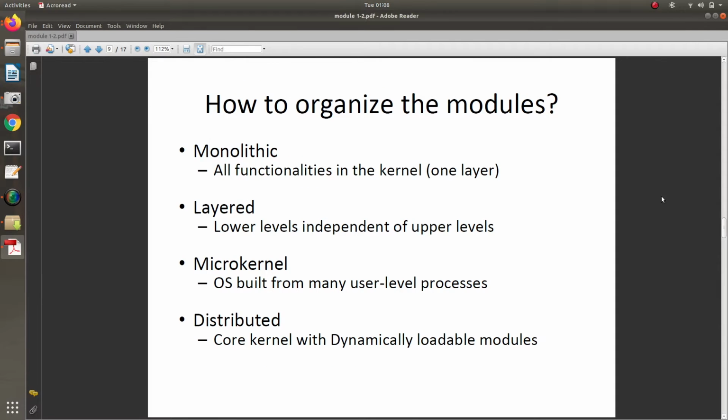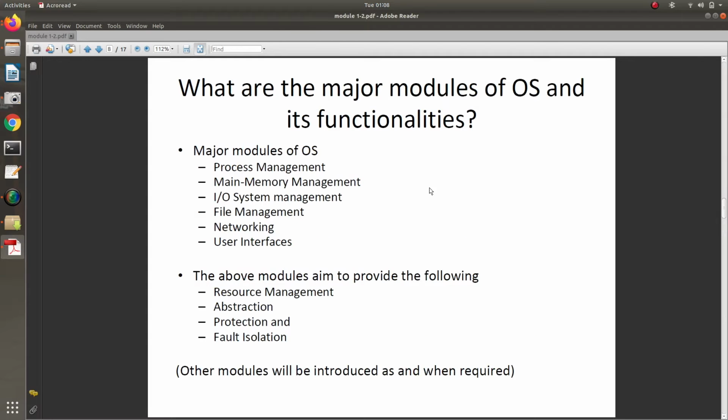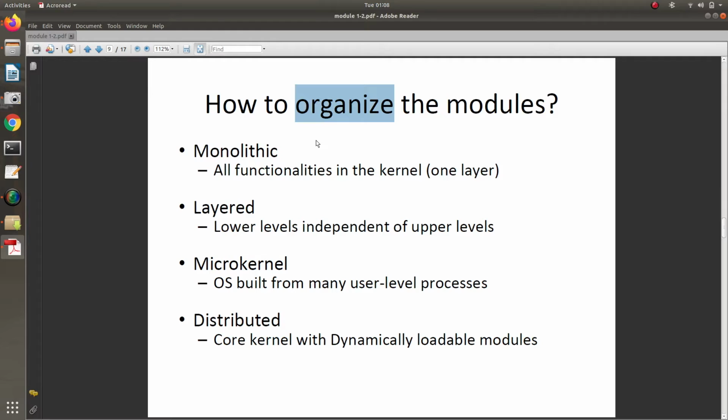Okay, so there are different types of operating systems based on how their modules, we've discussed these modules, right, are organized. Based on that, we have a few classifications in operating systems. First, monolithic. In a monolithic operating system, all the functionalities are present in one single layer. That is, they are all in the kernel.